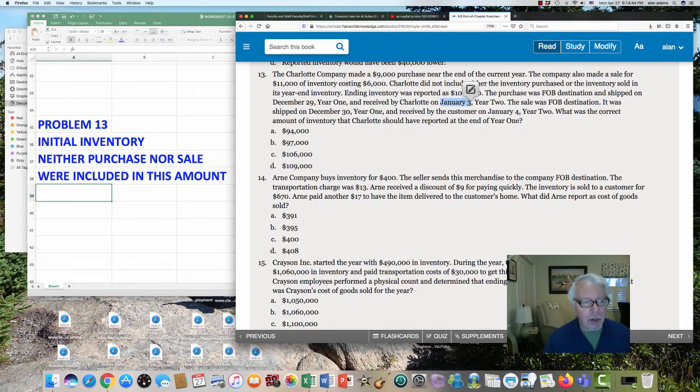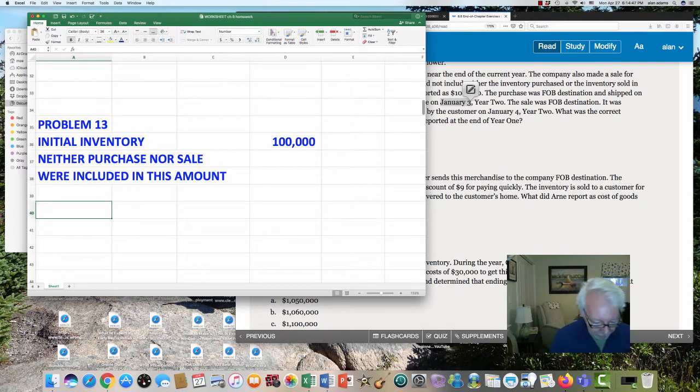So I'm going to make a note on our spreadsheet over here. Exclude the 9,000. Okay, and that is the amount that we purchased. So let me add that. The $9,000 purchased.